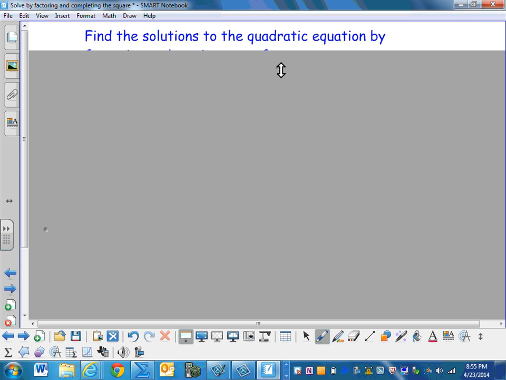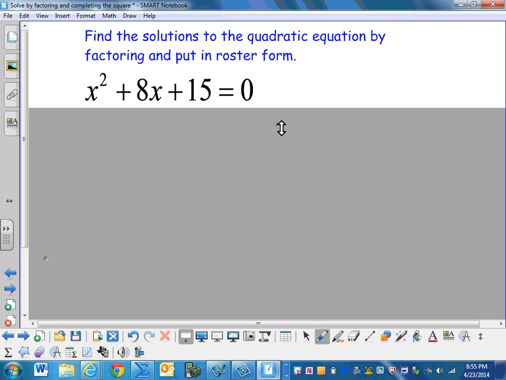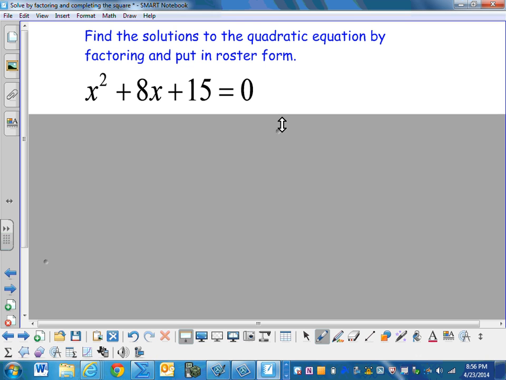Find the solutions to the quadratic equation by factoring and put in roster form. x squared plus 8x plus 15 equals 0. When I'm factoring, I always want to look at the first and last terms to see if they're perfect squares. If they are, I can use my special case. Here, the second one, 15, is not a perfect square, so we're going to look at the leading coefficient. The leading coefficient is 1. So since the leading coefficient is 1, I just need factors of 15 that add to 8, which are 5 and 3. So I can factor this quadratic.